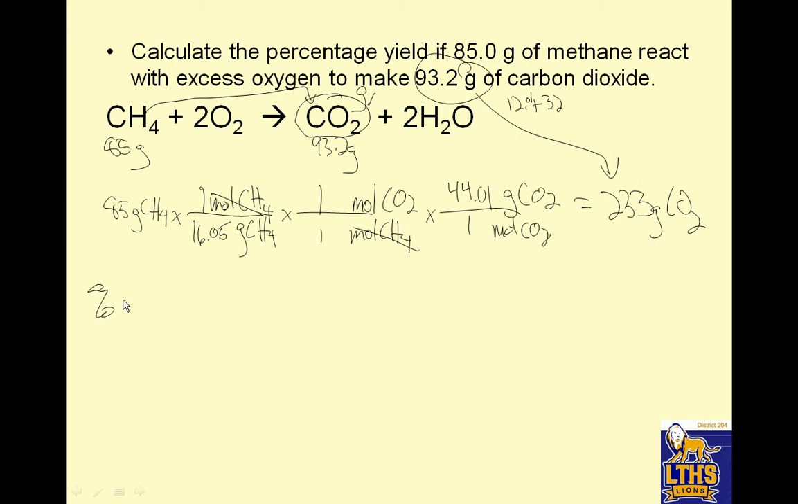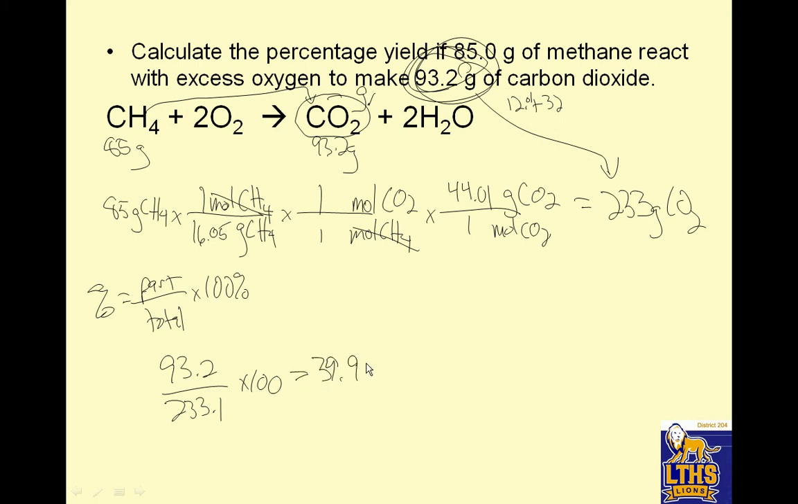Now percent equals part over total. And we think of a percent yield like a good grade, like a 90% or an 80% or 70%. On this one, what I actually have in lab is 93.2 over 233.1 times 100%. So 93.2 divided by the second answer, times 100, gives me 39.98%, which I should call 40.0%.